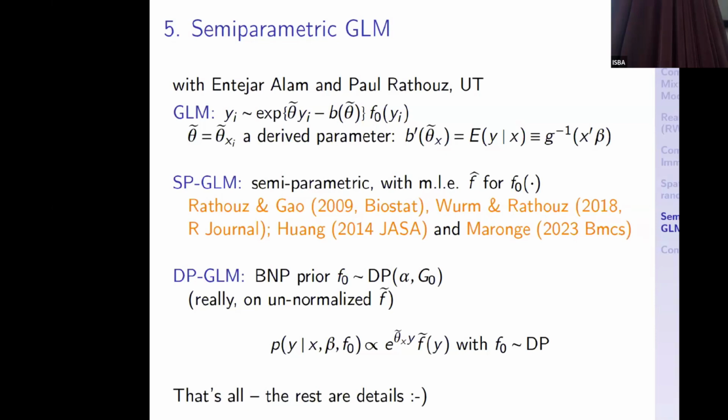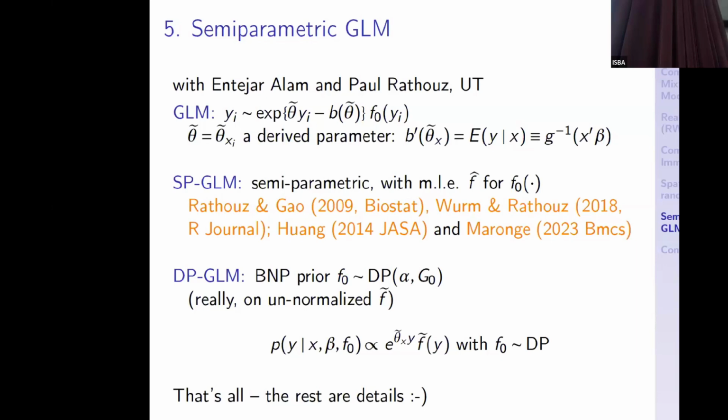Here's the story, just a simple vanilla GLM, generalized linear model. I use F0 for the baseline density, and then B is just the log normalization constant. And this is the exponential tilting that you use in the GLM to achieve an expectation of the outcome, conditional on covariate X, related to the linear predictor X prime beta by the link function, like the vanilla standard GLM setup. It becomes semi-parametric.